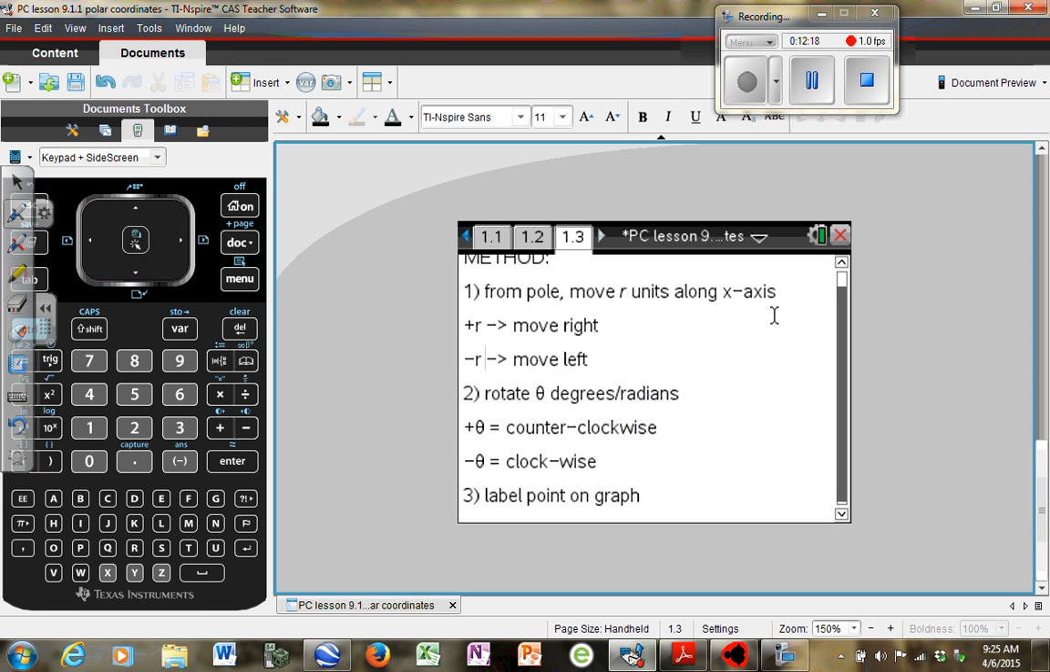Example 2 is going to do the same thing to graph the point on the polar grid. Same thing, you've got a modulus and you've got an angle. You're going to be doing example 2 guided practice 2A and 2B. I want to see the process of going out along the x-axis, left or right, and then rotating either clockwise or counterclockwise.